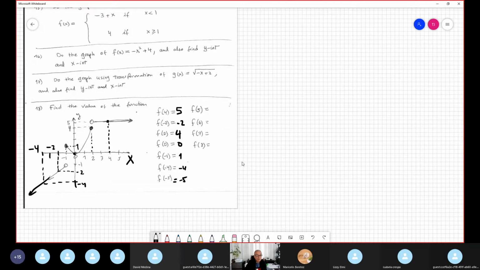And 5 is 5 again, because it's a constant function. And the level of this horizontal line is 5. 6 is 5. 7 is 5. And 8 is 5. Because this continues forever, 5, 5, 5, in that direction. And that's it.